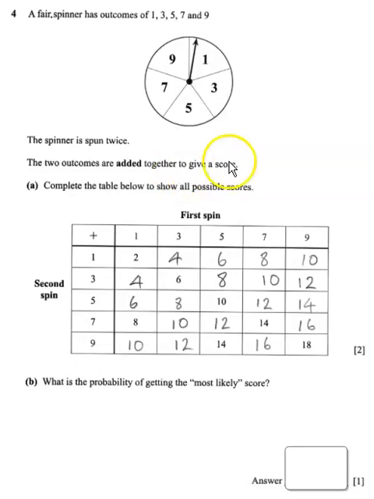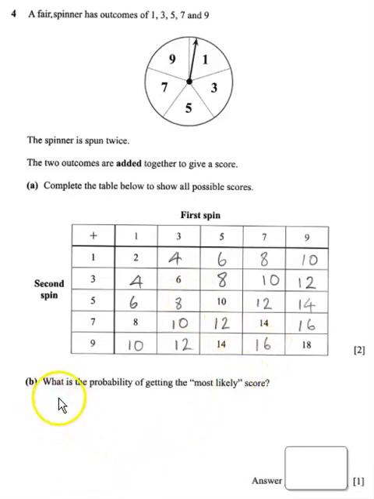For this probability question, question 4, a fair spinner has outcomes 1, 3, 5, 7 and 9, which is reflected on this little circle here. The spinner is spun twice. The 2 outcomes are added together to give a score. Complete the table below to show all possible scores. Basically all you're doing is adding those two numbers. So 1 plus 1 is 2, 1 plus 3 is 4, 1 plus 5 is 6, and we continue to do that to fill out this table here.